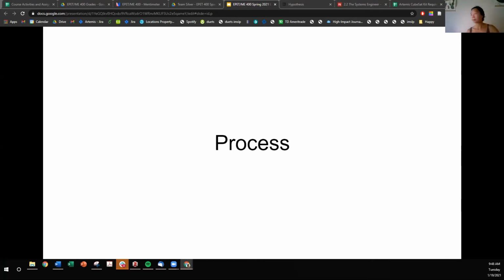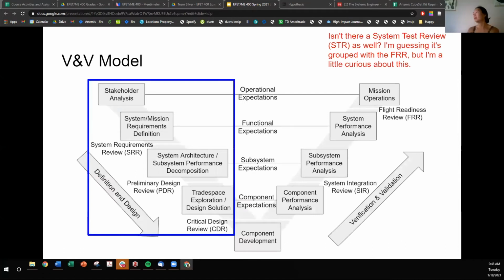Okay, so now we're going to move on to the process of designing, fabricating, integrating, and launching spacecraft. So here is the verification and validation model. There are independent procedures that are used together for checking a product, service, or system so that it meets requirements and specifications and that it fulfills its intended purposes.